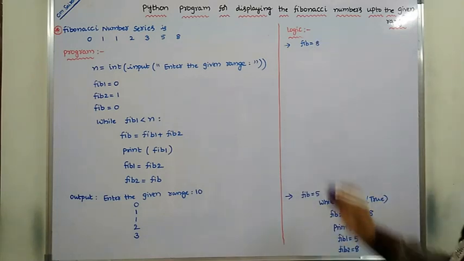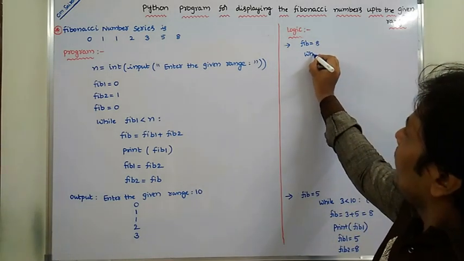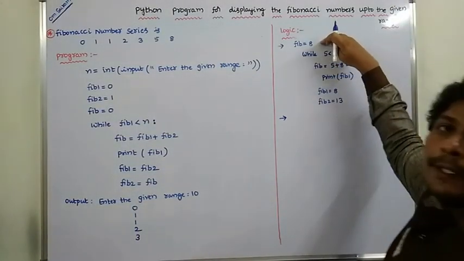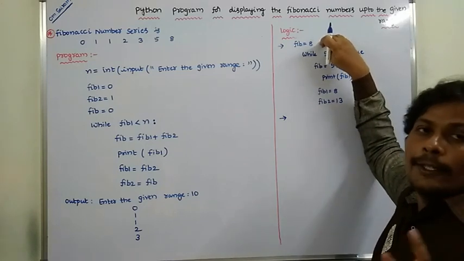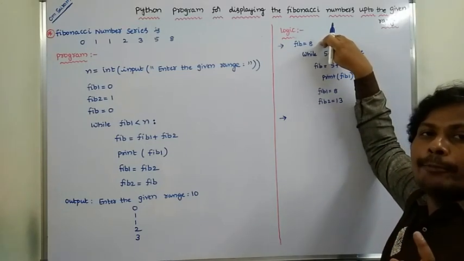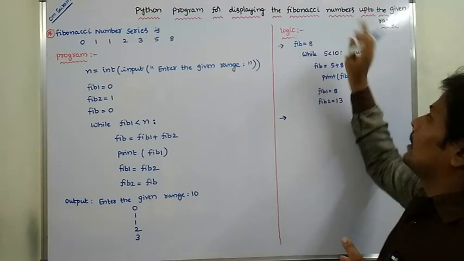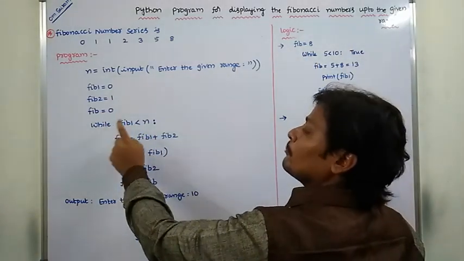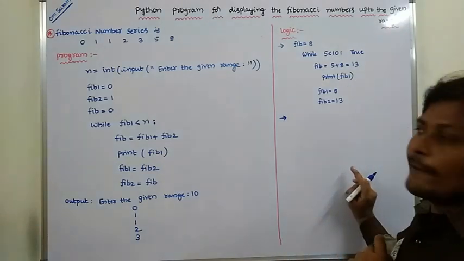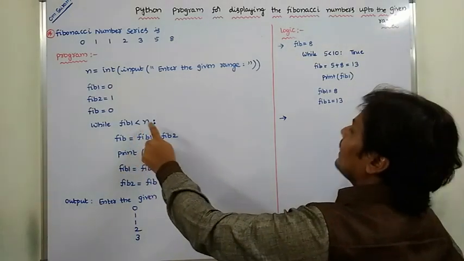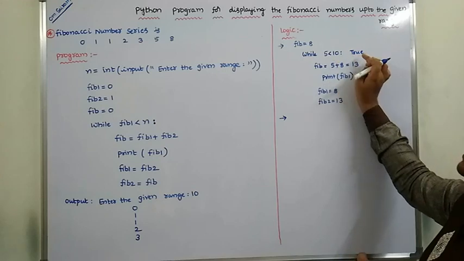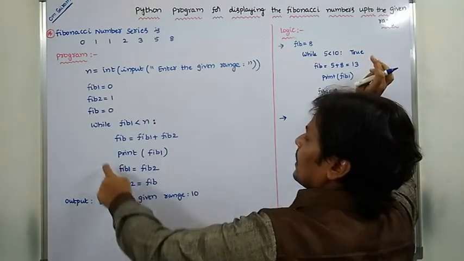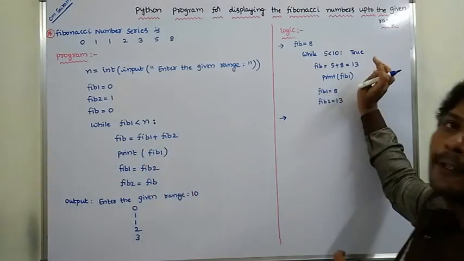Okay. Next one. While Fib1 less than 10. From the previous step, Fib is equal to 8, Fib1 is equal to 5, Fib2 is equal to 8. Now, while Fib1 value in the previous step is 5, 5 less than 10. The condition is true. If the condition is true, the control goes to the statements within the body of the while loop.